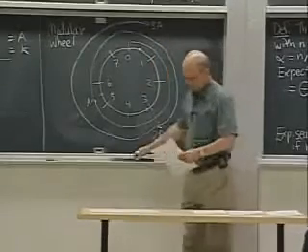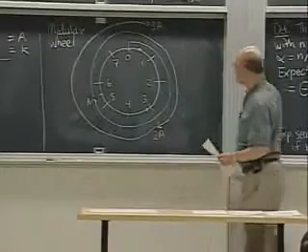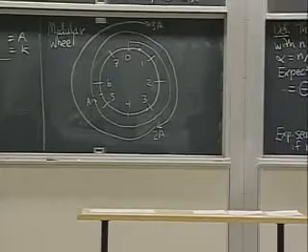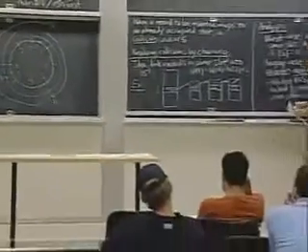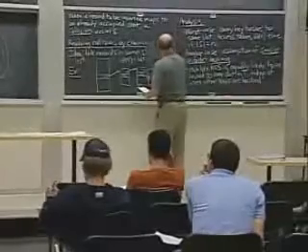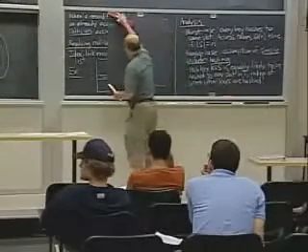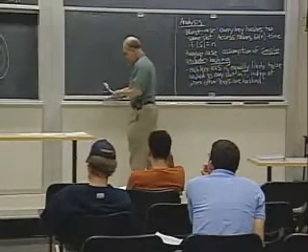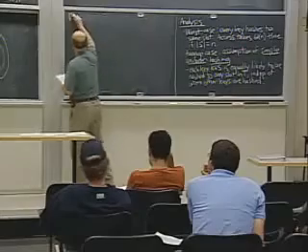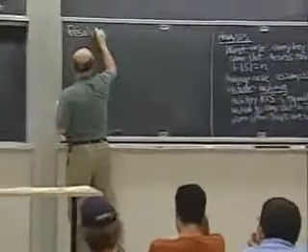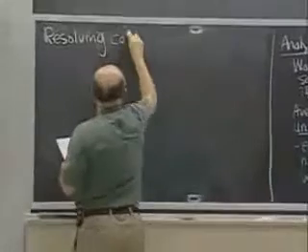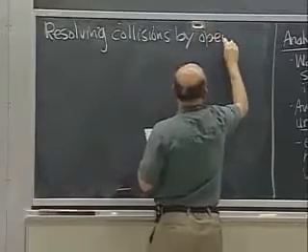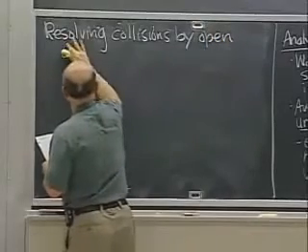The second topic that I want to cover: we talked about resolving collisions by chaining. There's another way of resolving collisions, which is often useful, which is resolving collisions by what's called open addressing.